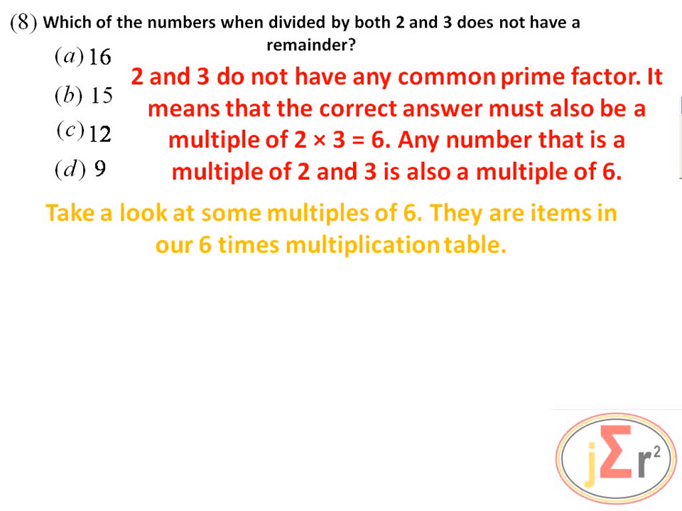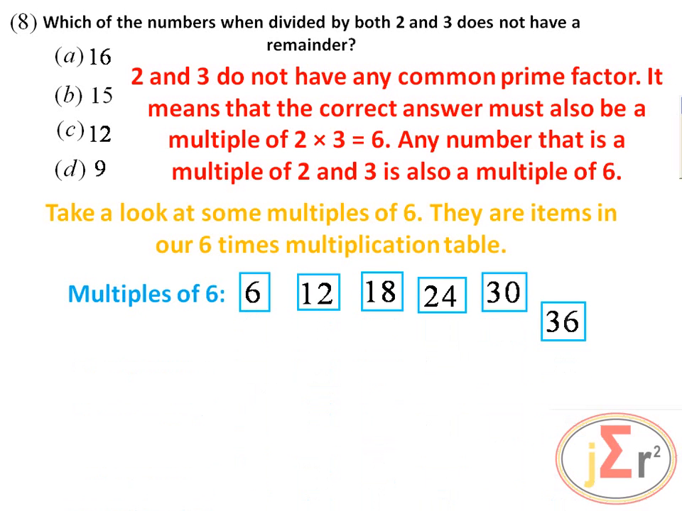So take a look at some multiples of 6. They are the items in our 6 times multiplication table. Multiples of 6: 6, 12, 18, 24, 30, 36. Right. Those numbers are multiples of 6. Those numbers are also multiples of 2 and 3. It means that 2 and 3 may divide into those numbers, every single one of them, without leaving a remainder.